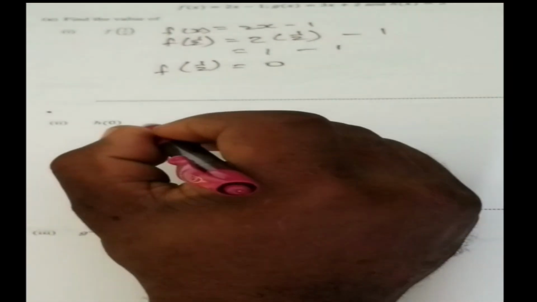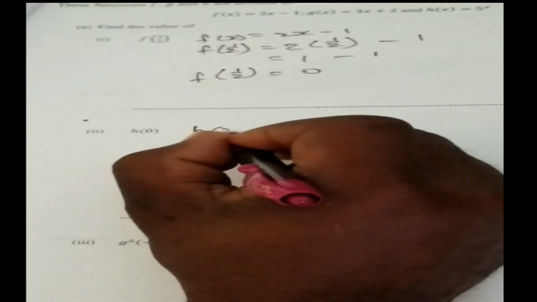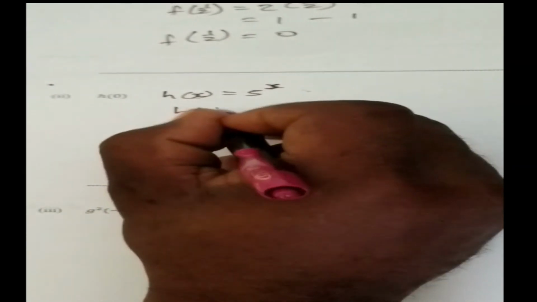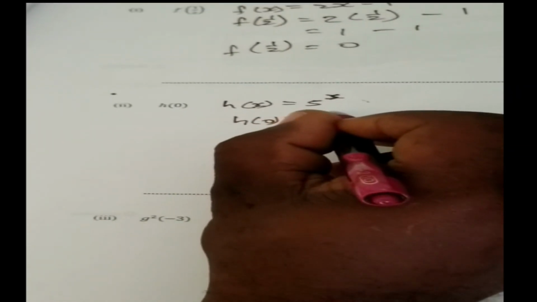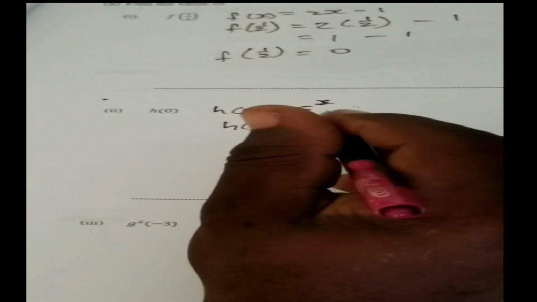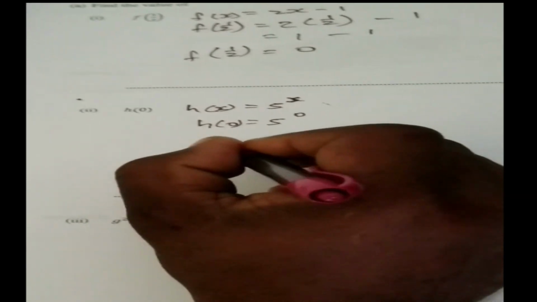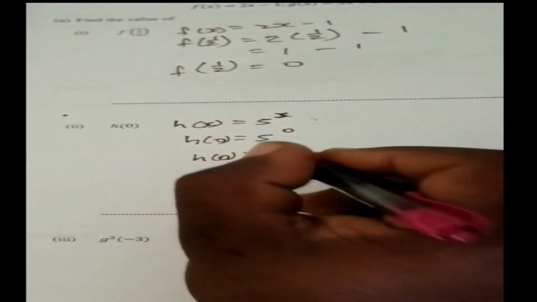Alright, so we're going to find h of 0 now. So what we're saying is h of x is equal to 5 to the x. And h of 0 is equal to 5 to the 0. And 5 to the 0, you know, this is a common indices law. A number raised to the 0 power is equal to 1.